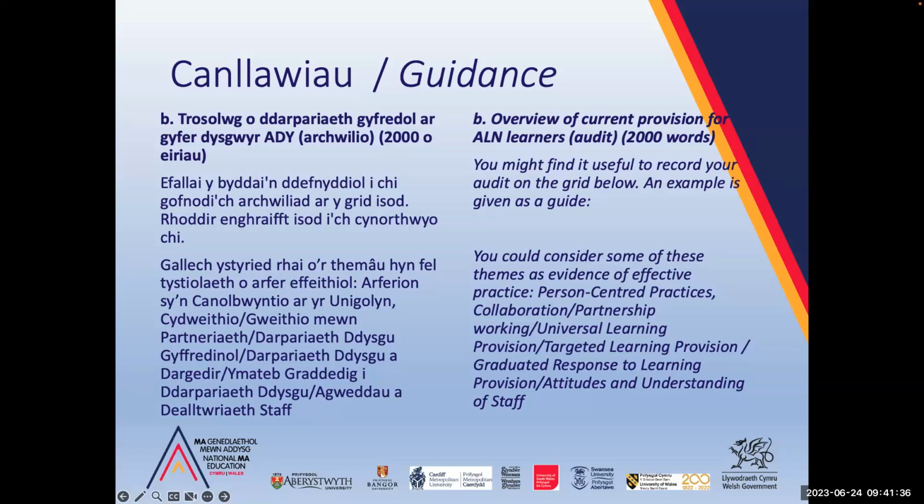So we've given you some ideas here, things like person-centered practices. You might want to have a look at your setting and think about how you implement person-centered practice within your setting. Are there barriers to that at the moment? And what you might want to implement or put into place in terms of trying to address some of those barriers. It might be that you want to look at collaboration or partnership working. You might want to look at universal learning provision within your setting, or targeted learning provision, or graduated response to learning provision, or you might want to look at attitudes and understanding of staff.